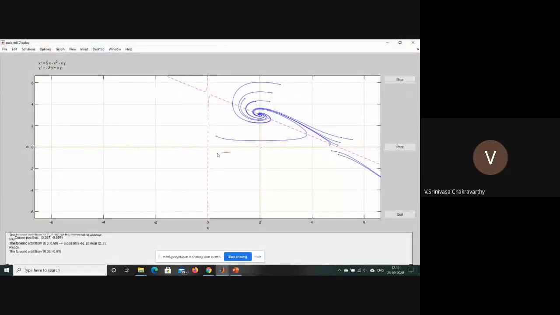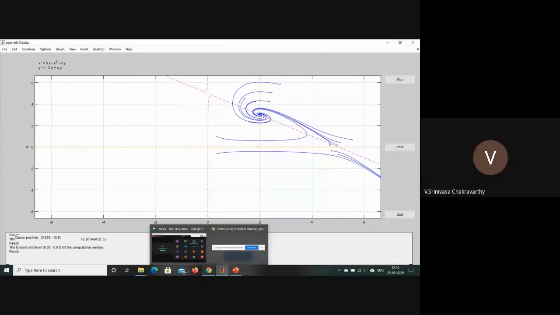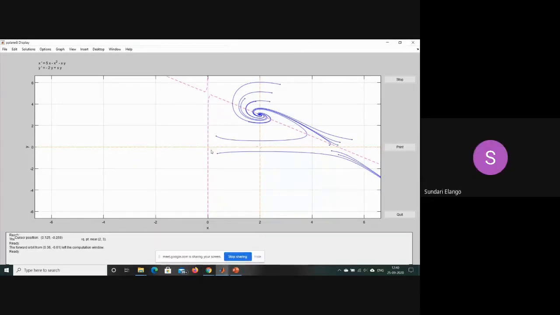Sundari, one more small request. If you go close to the saddle node and take a lot of initial conditions, you will see a boundary. That is, on one side of the boundary you will move upwards, other side of the boundary you will move downwards. No, this is also a saddle, right? So try a lot of points in that neighborhood.